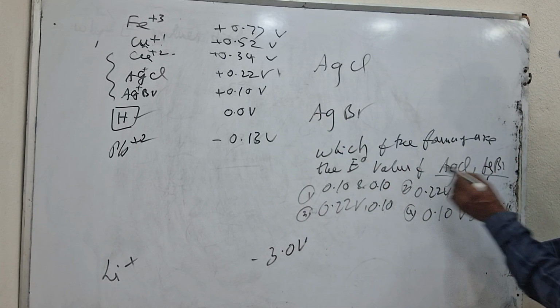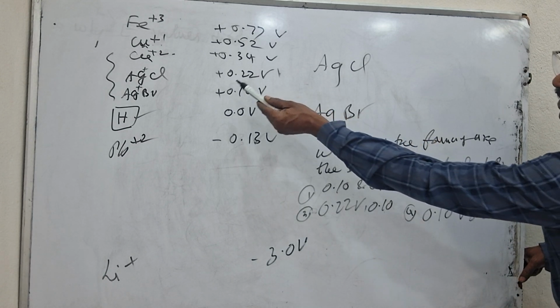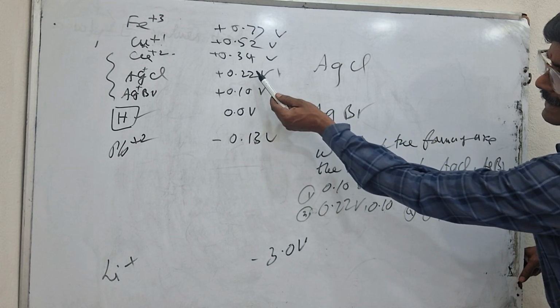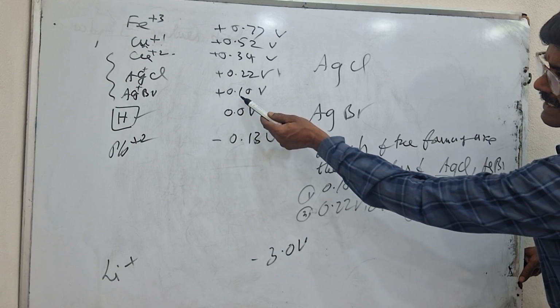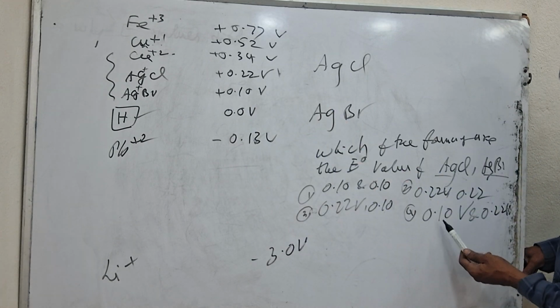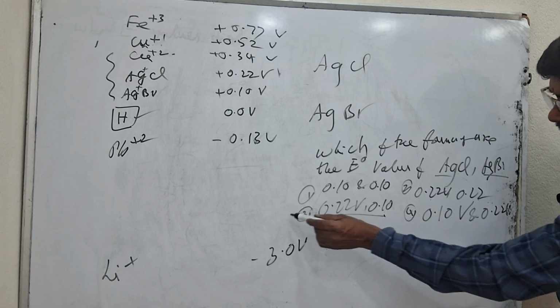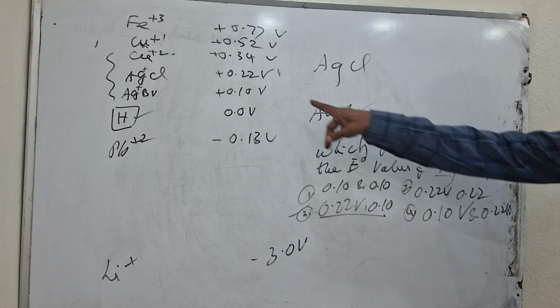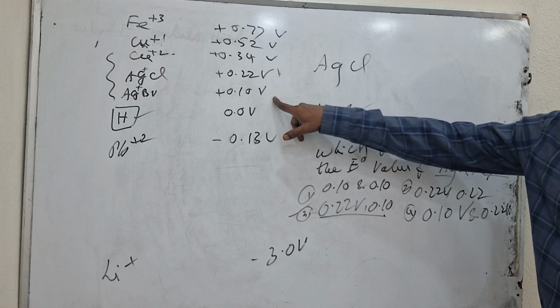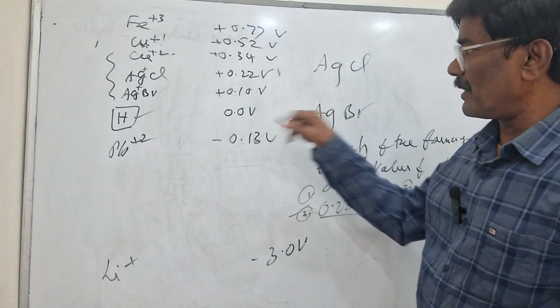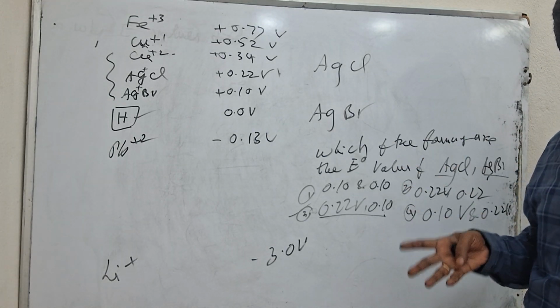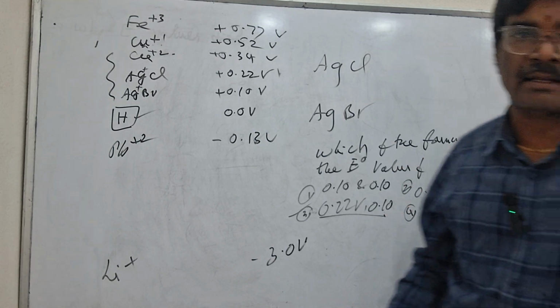AgCl has how much? AgCl 0.22, AgBr has 0.10. So 0.22, AgCl is more. So the third option is right. AgCl has more value than AgBr. What is the reason? You should know the reason. Otherwise, it comes under the by hearting concept only.